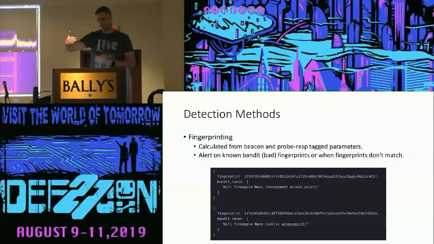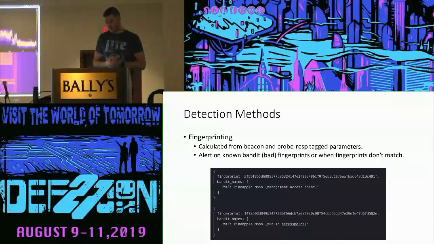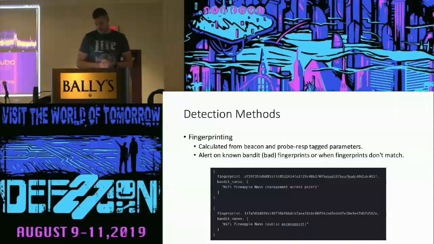A probe response is when your phone asks, "Hey, is this network in range?" Then this device might reply and say, "Yes, I'm here, and you can connect." So these are the frame types that are advertising a network, and in their payload, if you look at Wireshark and look at the details, there's a part of the payload called tagged parameters.